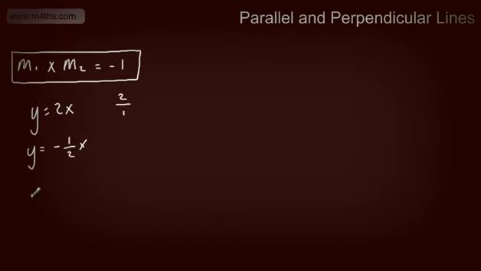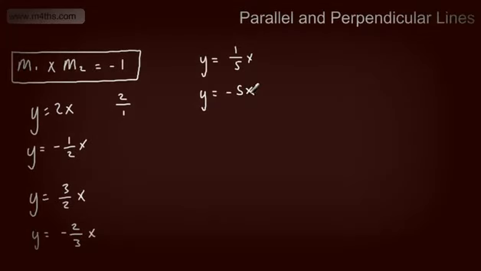If I had, for example, y = 3/2 x, then the perpendicular line would be y = -2/3 x. We simply turn the fraction upside down and multiply it by -1. So another one, y = 1/5 x, then the perpendicular will be y = -5x. So if we have parallel lines, the gradients are going to be equal. So we can say m1 = m2 for parallel lines. For perpendicular lines, the gradients are the negative reciprocal.